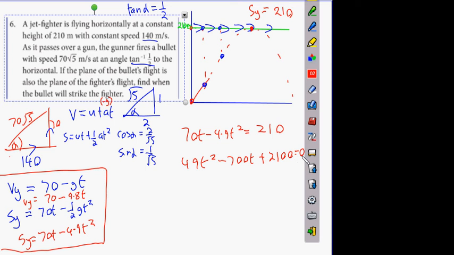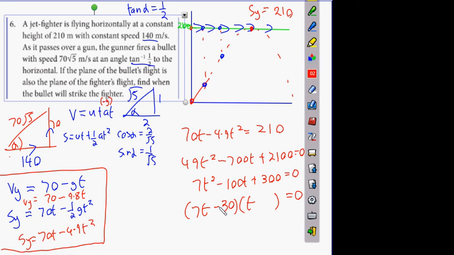Divide by 7. 7t squared minus 100t plus 300. This will break up into 7t. I'd use the minus b formula realistically, but it's going to be 30 and minus 30.